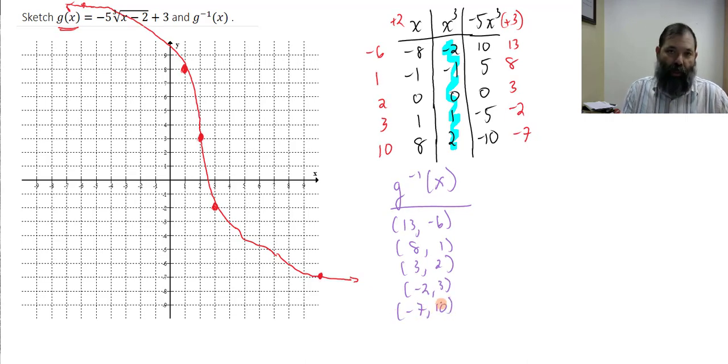And plotting those from left to right, -7, 10, -2, 3, 3, 2, 8, 1, and 13, that's about here, there's 13, -6. And so I get a curve that does something like this.